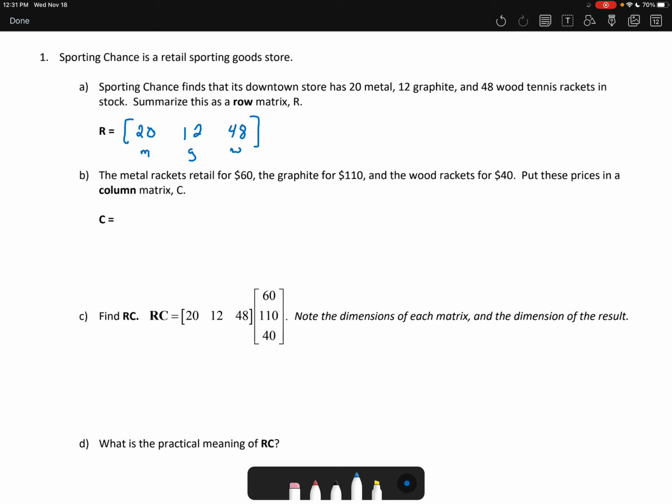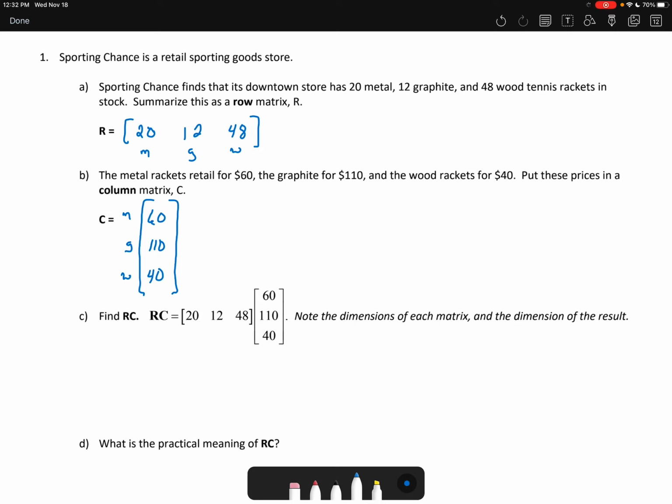Okay, and now we have some additional information. We now know some costs. So it says the metal rackets retail for $60, graphite for $110, and wood for $40. Put these prices in a column matrix C. So I'm going to draw a single column. I'm going to put these entries in, so first 60, then 110, and then 40. And again, so that I can keep track, I'm going to label those M next to the 60, G next to the 110, and W next to the 40.